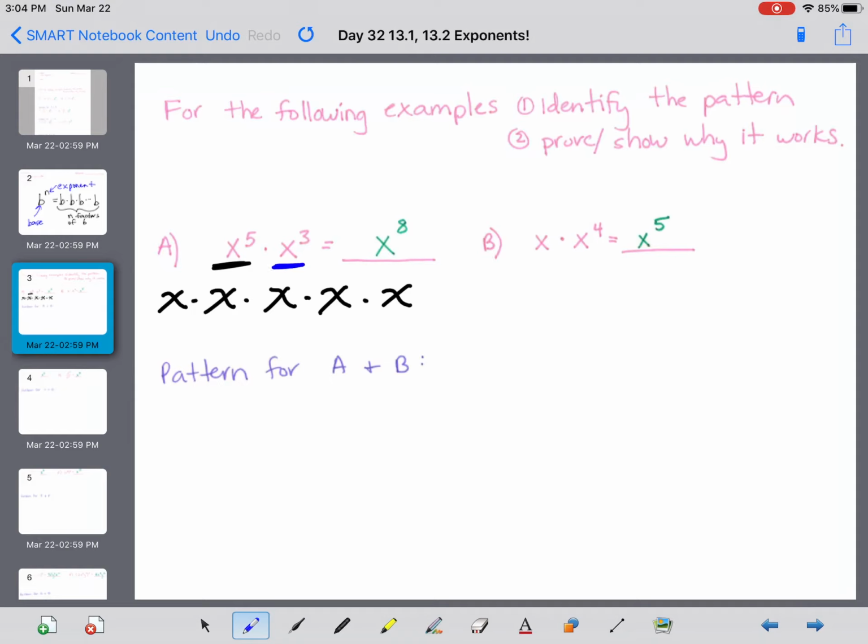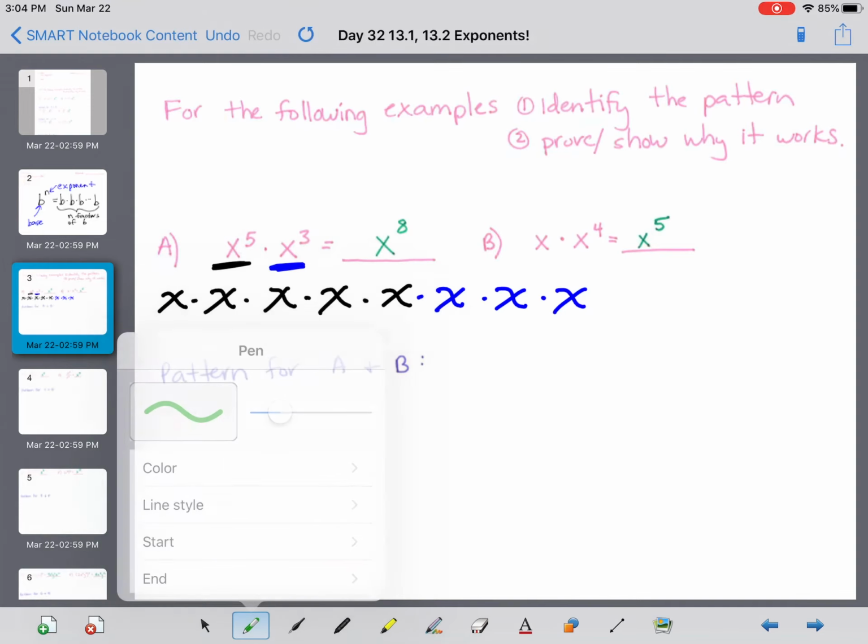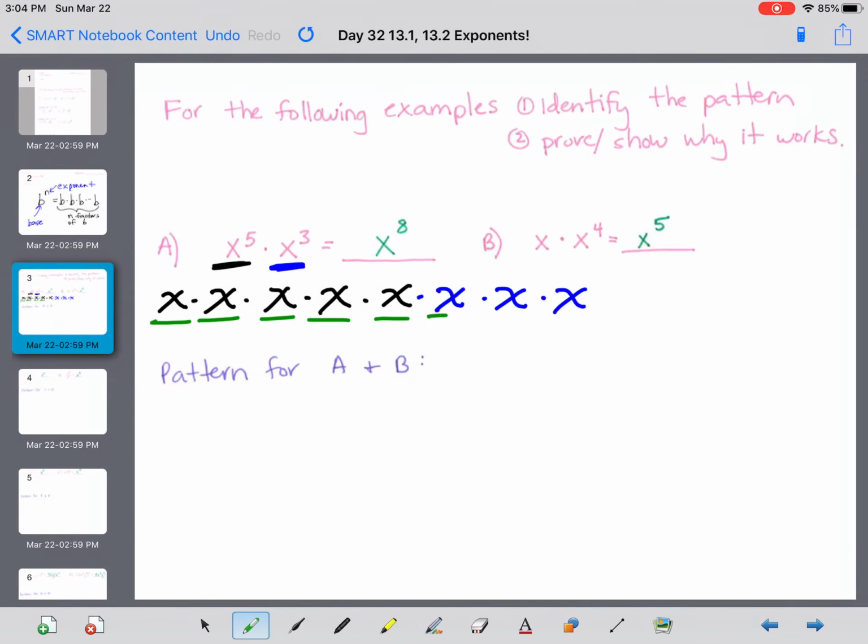Now, I'm going to write out x to the 3rd. So I'm going to write out 3 factors of x. Notice they are all being multiplied together. Now, how many total factors of x do I have? Well, let's take a look. There's 1, 2, 3, 4, 5, 6, 7, 8. There's 8 factors of x. So x to the 5th times x to the 3rd is going to give me x to the 8th.